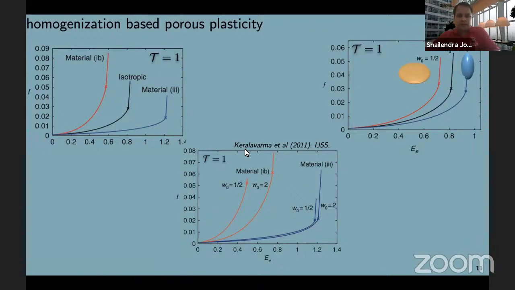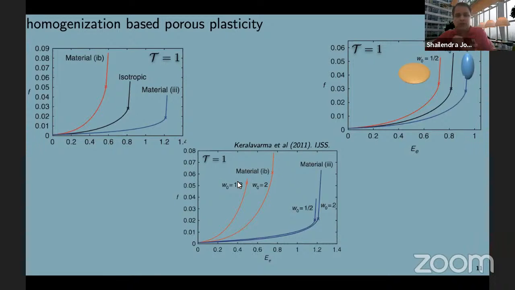This is again the snapshot of Dr. Kerala Verma's work back in 2011 that describes how anisotropy can couple into the porosity growth. You may have material that is anisotropic. You can have anisotropy that is driven by the shape of the initial voids. But when you combine these two ideas together, you can see that the net effect is not that of simple superposition, which is expected because these are highly nonlinear dissipative processes that are going on. So, some very interesting observations.